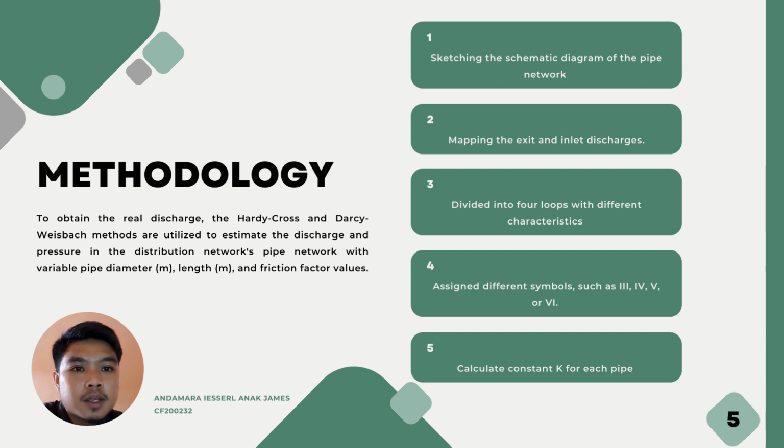The pipe was then divided into 4 loops with different characteristics to complete the cycle of the network. After that, the pipes were assigned different symbols such as I, II, III, IV in Roman numerals, and then the constant K for each pipe was calculated.